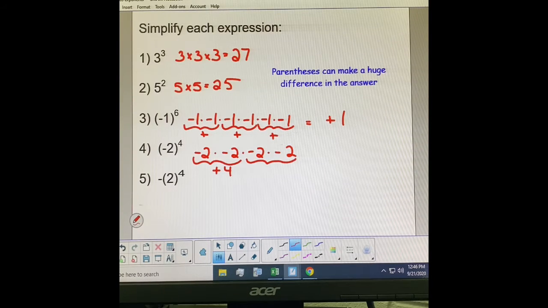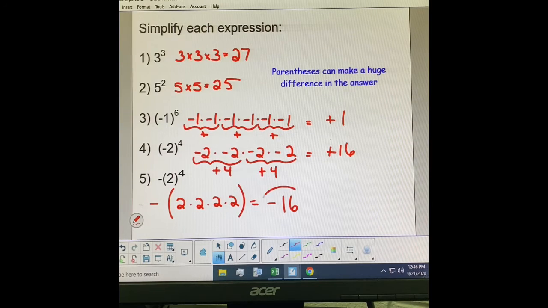The next question is much different. Only the 2 is being raised to the exponent of 4, and after you raise the 2 to the power of 4, then you negate the answer. 2 times 2 times 2 times 2 is 16. Negate the answer, and your answer is negative 16.